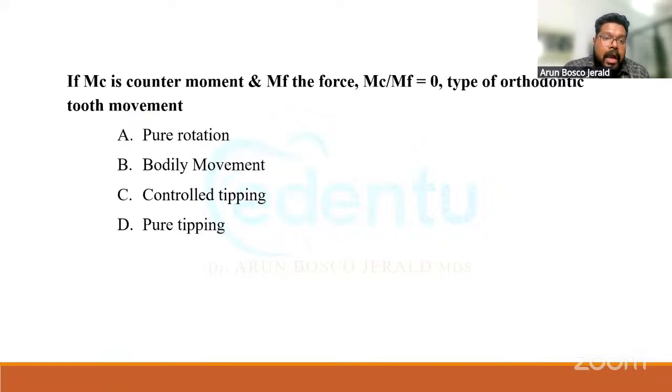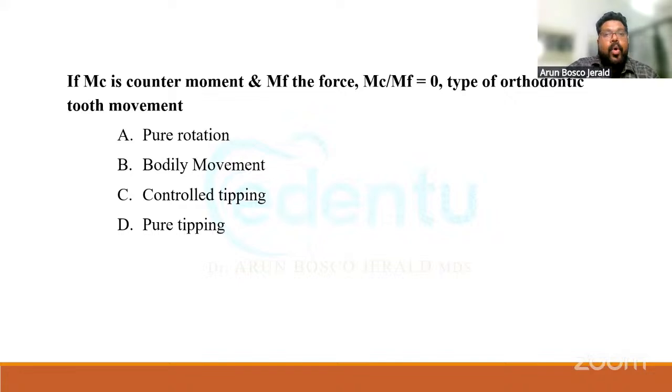The moment of couple, MC means moment of couple, is the counter moment, and to moment of force, the ratio of moment of couple to moment of force is 0. What is the type of orthodontic tooth movement? So we have mentioned in the previous question that there is a counteracting moment or counterbalancing moment because of the counterbalancing force. So what is this couple?